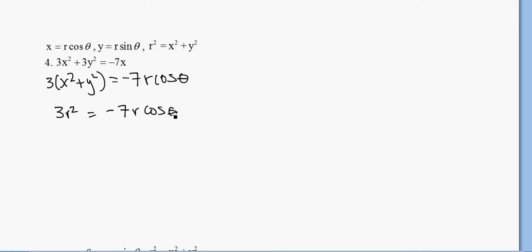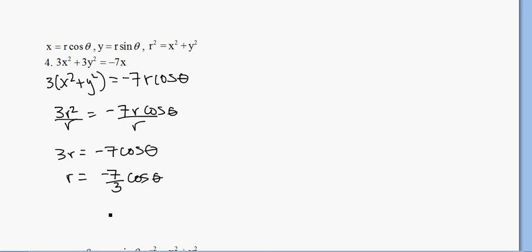And then what I'm going to do is, since I have an extra r on each side, I'm going to divide both sides by r, which is legal. So that's 3r is equal to negative 7 cosine theta. And if I divide by 3, I get r equals negative 7/3 cosine theta.